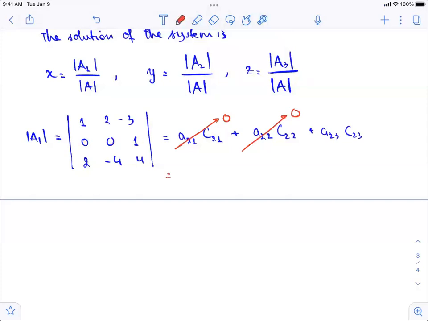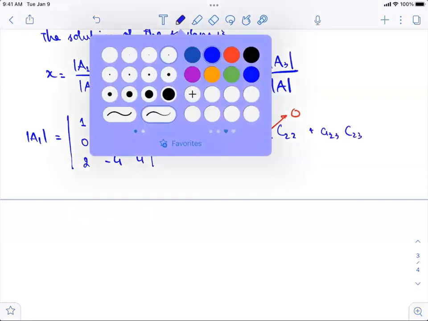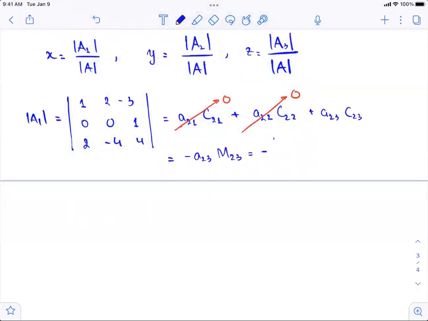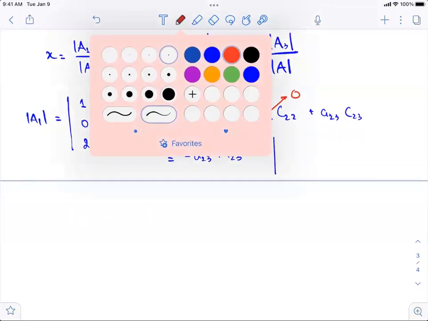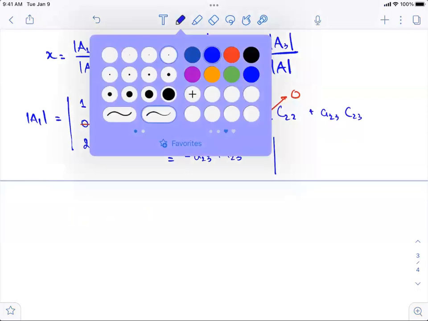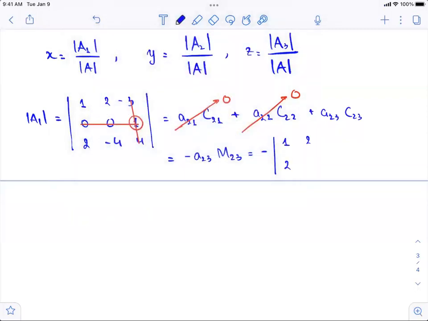So this is going to be equal to negative of A23 times M23, or -1 times. If you take this entry, delete the corresponding column and the corresponding row, you're left with the entries of 1, 2, 2, -4. So this is negative of -4 minus 4. This is equal to +8. Right, so that is the determinant of A1.